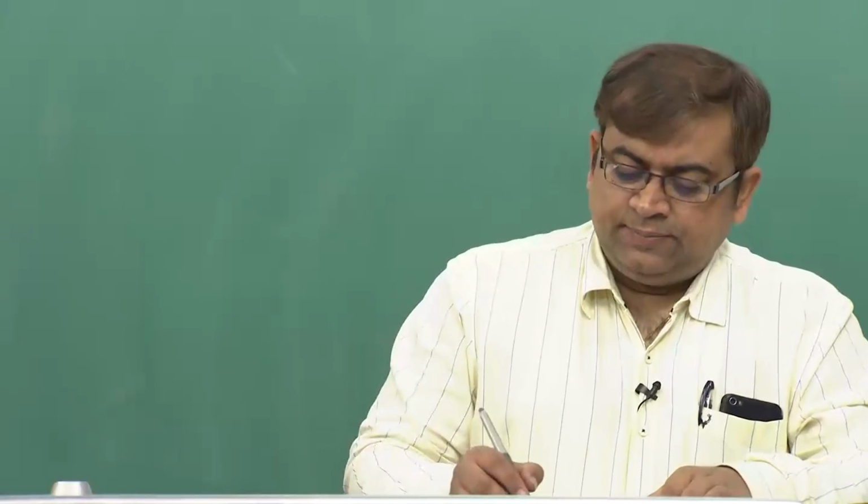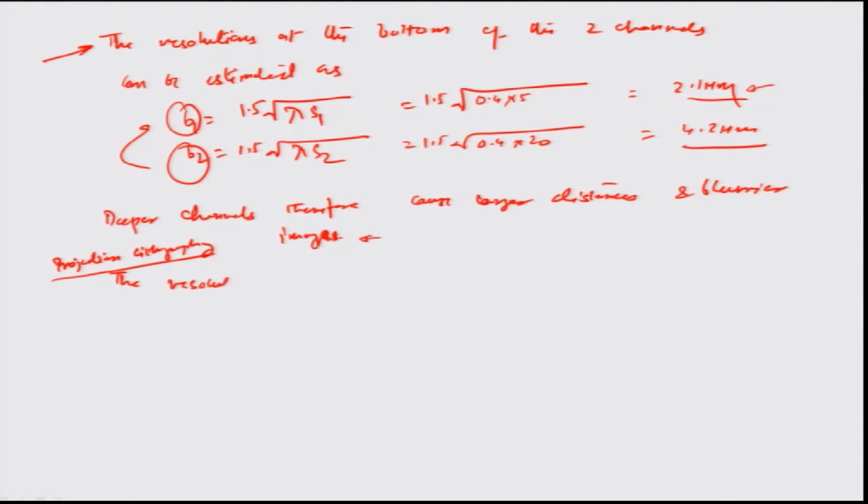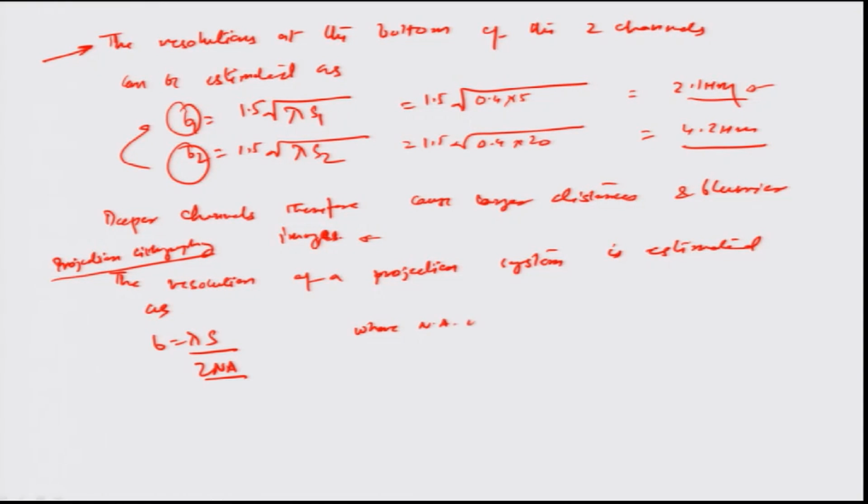So, the resolution of a projection system is estimated as B equal to lambda s by twice NA, where NA is the numerical aperture of the imaging lens system. So, that is how we define the resolution aspect of lithography.